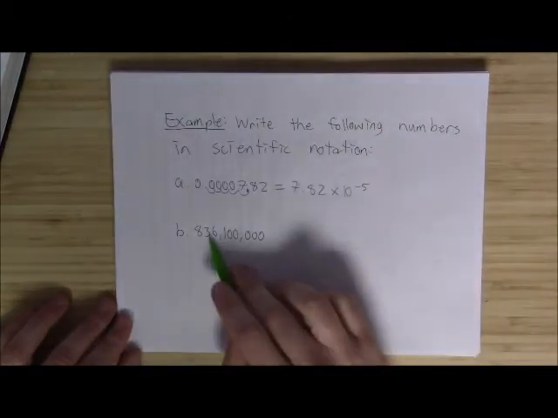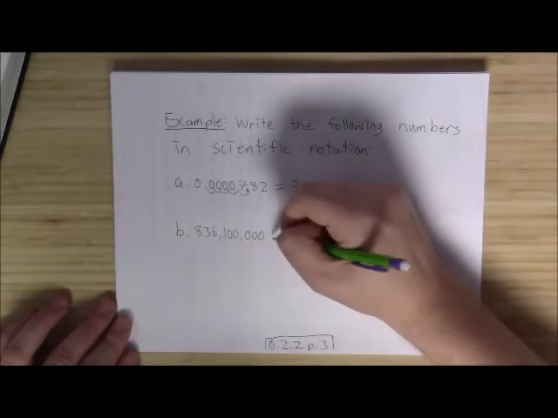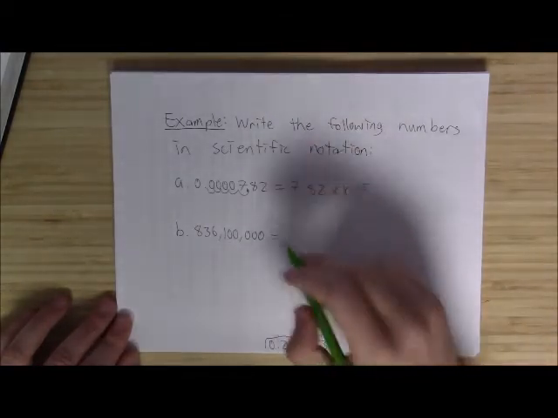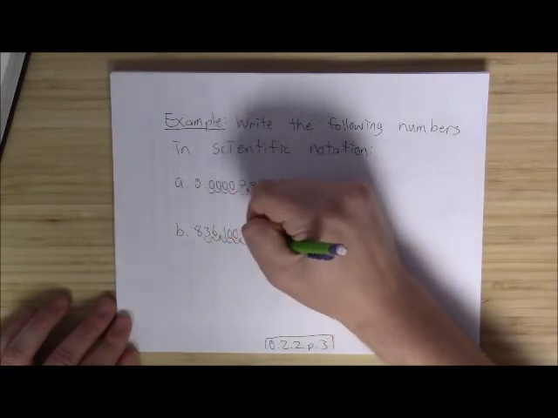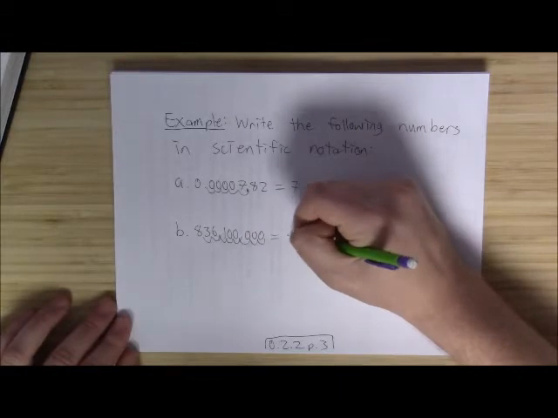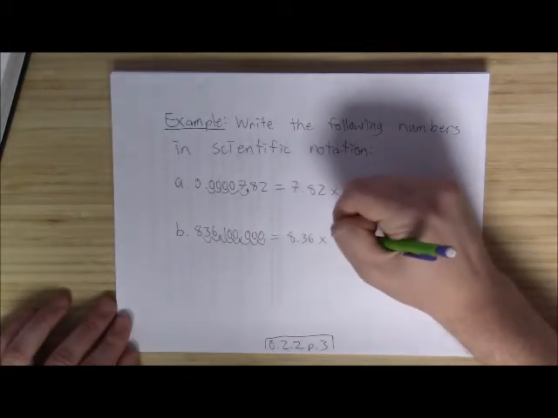In a similar way, for big numbers, we'll have a positive exponent, and the way we calculate it is similar. 1, 2, 3, 4, 5, 6, 7, 8. So this will be 8.36 times 10 to the 8th power.